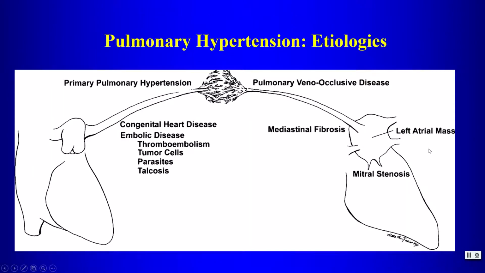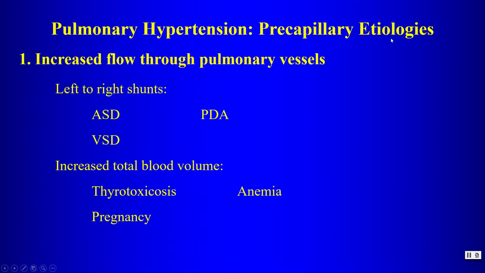Now, as far as a radiological approach, I find the easiest radiological approach for us as radiologists to approach pulmonary hypertension is to divide it into precapillary, capillary, and postcapillary causes of pulmonary hypertension. So the precapillary causes, these are things that increase flow through the pulmonary vessels, so left to right shunt.